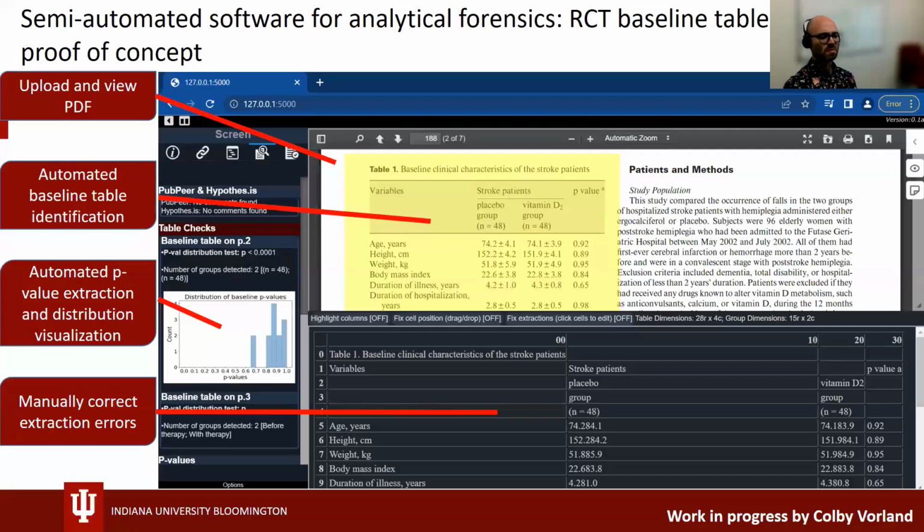I'll also mention some work that I'm aware of by Colby Vorland, which is quite interesting. So I think Colby's developing some software that would automate some of these checks. Okay, so for example, it can take a baseline table from a published paper and do some things like try to reproduce some of the statistical analyses to make sure they're correct, and try to identify some other potential errors in there as well. So that'll be very useful when that comes to fruition.